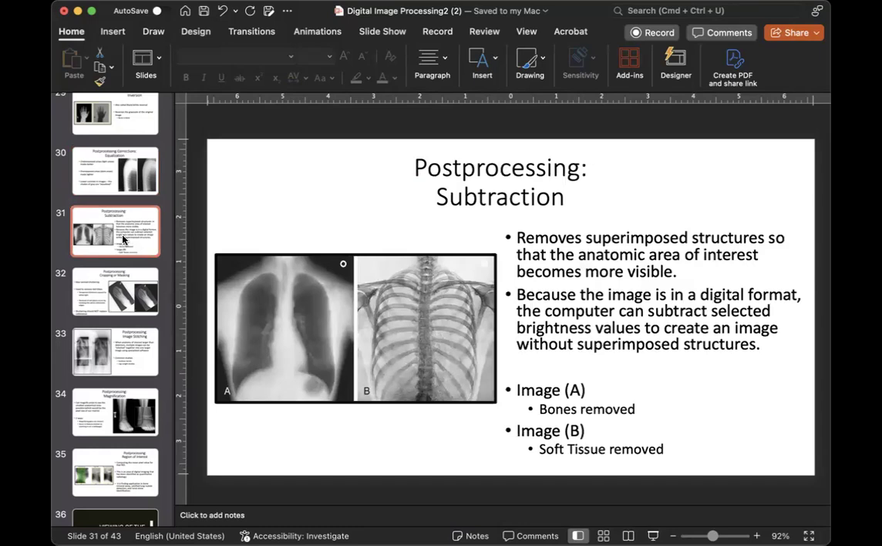Subtraction, it removes certain processes. So that's what you're seeing here. When you look at it, it removes some of the superimposed structures. Image A showcases the removal of bone. Image B, the soft tissue is removed. Okay.